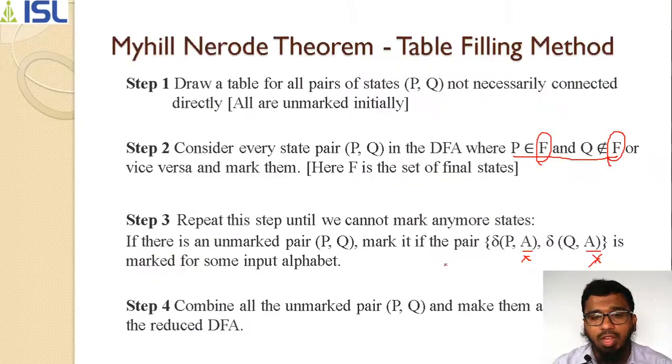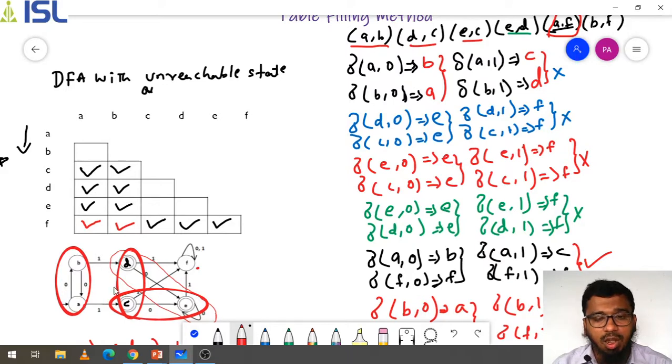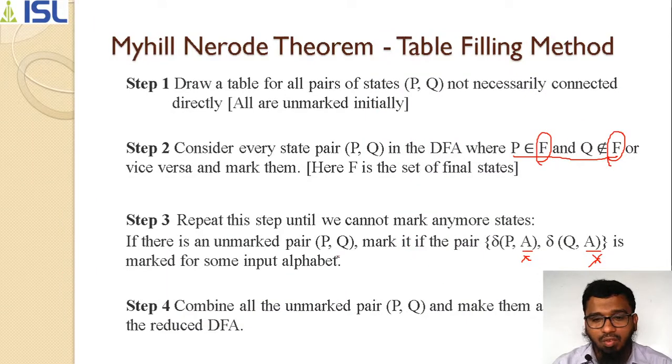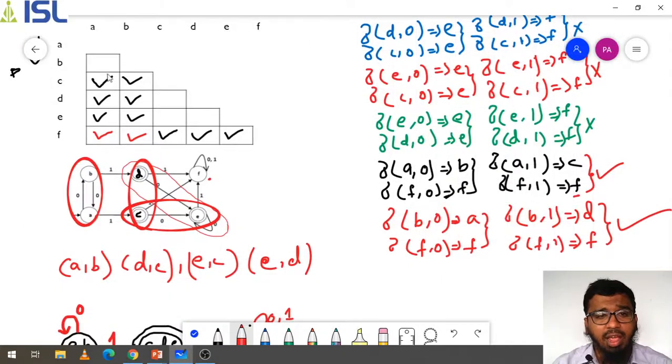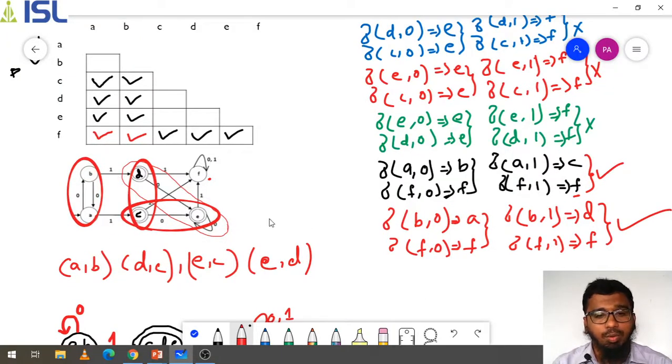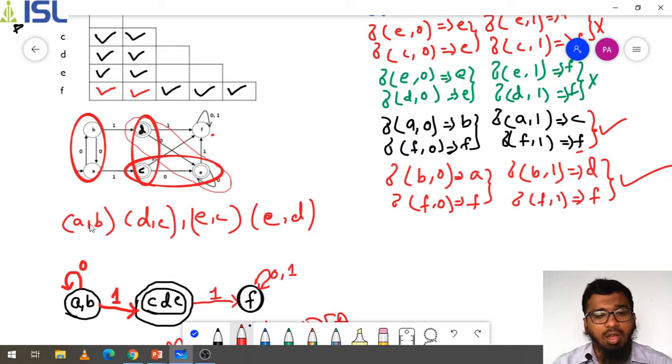And red, after solving here in step 3, after finishing the graph, you need to check with the help of this method. We need to find all the possible states, and we got the 2 states with this method, and we finished, we mark the tick. After finishing this, we need to check the fourth step, combine all the unmarked pair p comma q and make them a single state in the reduced DFA. Okay, in the reduced DFA. So here the remaining cells are a comma b, d comma c, e comma c and e comma d. And here we check the combination. Here all these 3 are together, so because of that we took c, d, e, and f is the same.